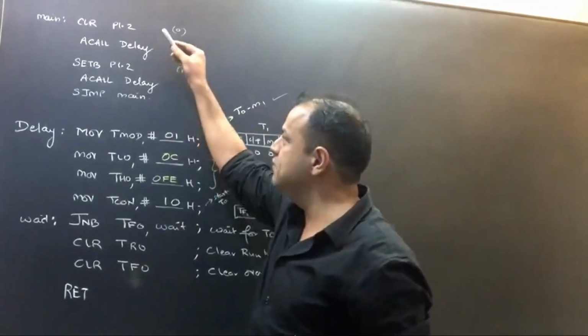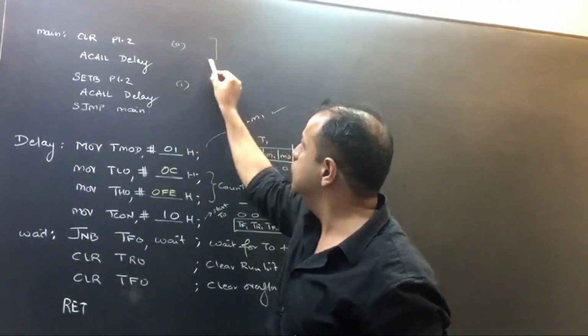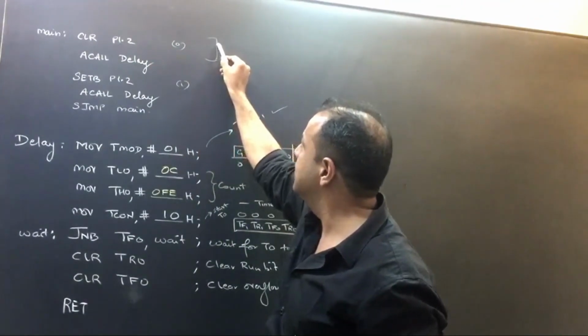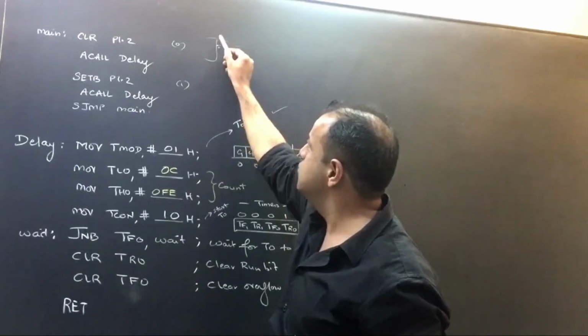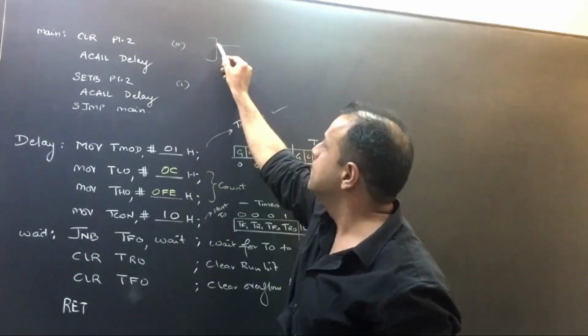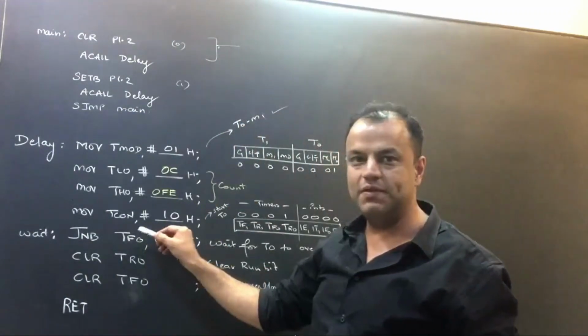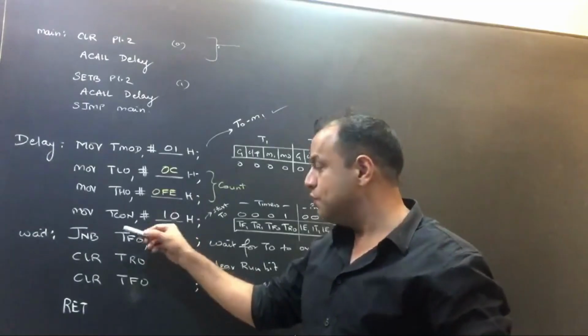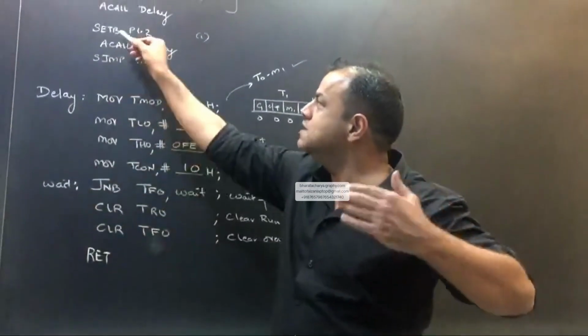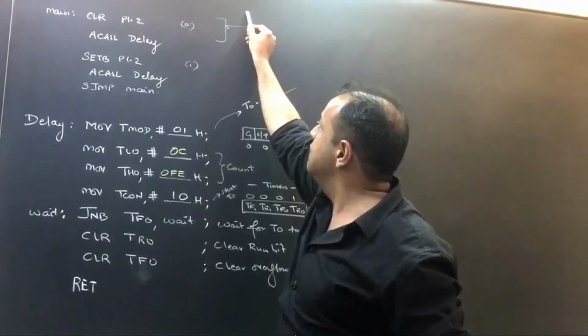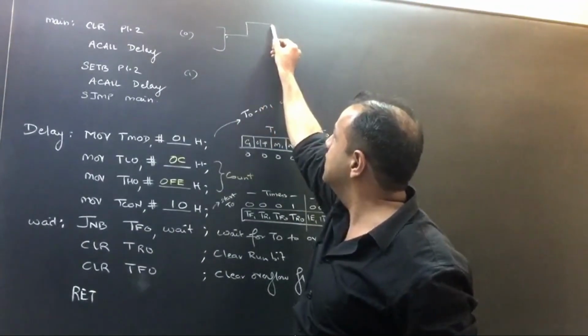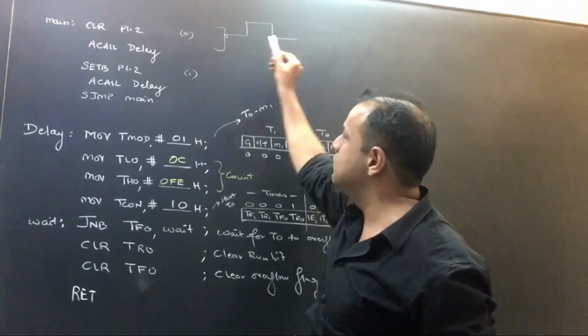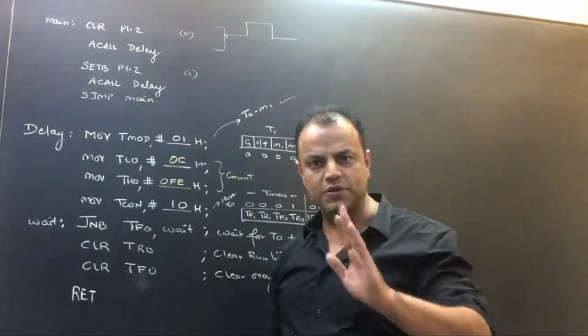Look here. What did we do in our program? Clear P1.2. So on P1.2 we have sent clear. Clear means we have sent a 0. Now it should not immediately become 1 and again become 0. This 0 should be prolonged. That's what is happening. We are waiting over here for the timer to overflow. When it overflows, we'll come back, send a 1. Then again we will wait for the timer to overflow. When it overflows, we'll come back, send a 0. Again wait for the timer to overflow. That's what this program is doing. I hope you understood the working.